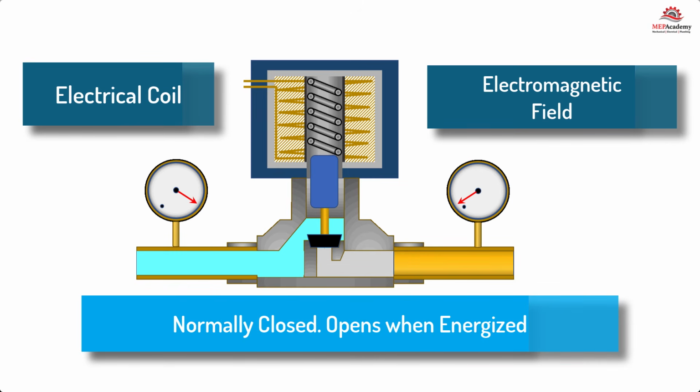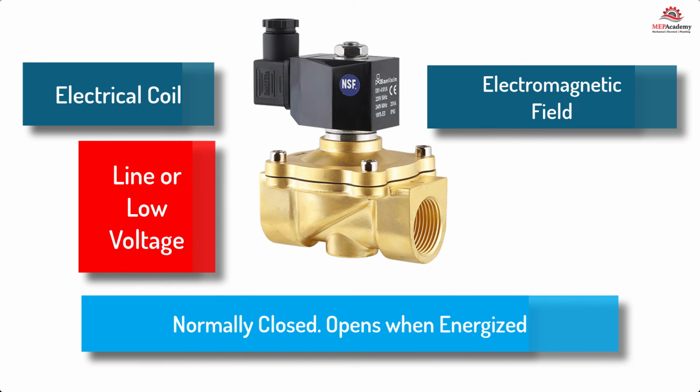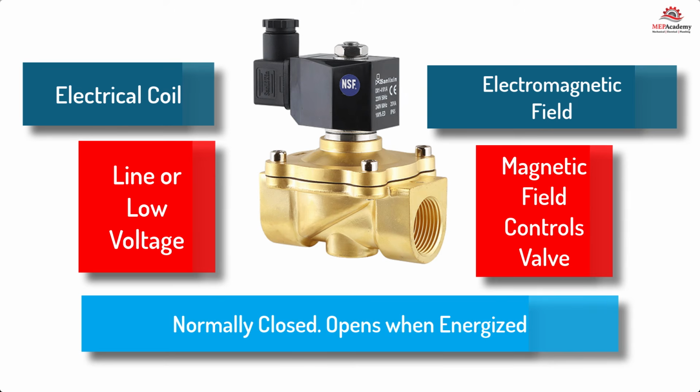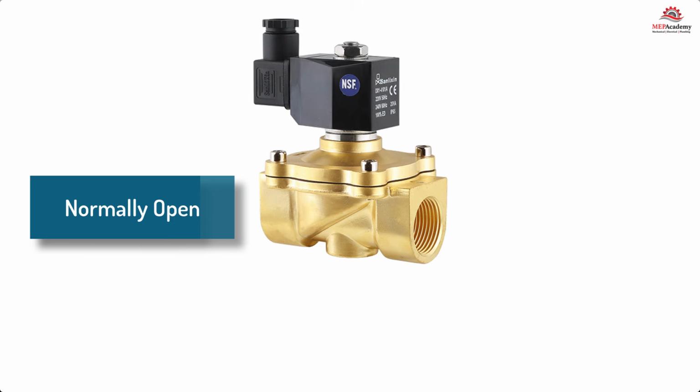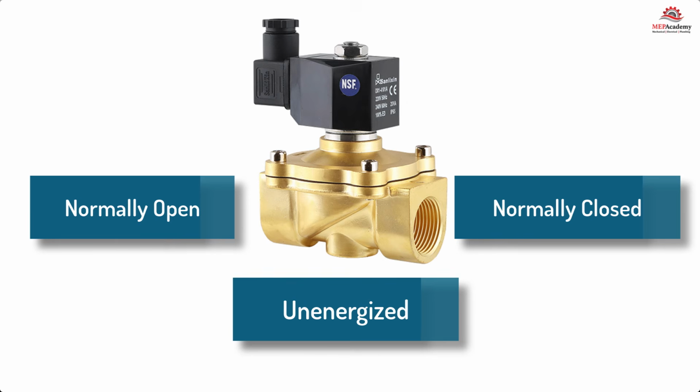When the coil is de-energized, the magnetic field disappears and the plunger falls by gravity, or a spring pushes the plunger to close the valve. The coil can use line or low voltage power to be energized, so it's the magnetic field that operates the valves and creates the valve to open. Solenoid valves are available in the normally open or normally closed position. The designation of normally open or normally closed applies to the position of the valve with no power applied, hence its normal position. Normally closed solenoid valves.